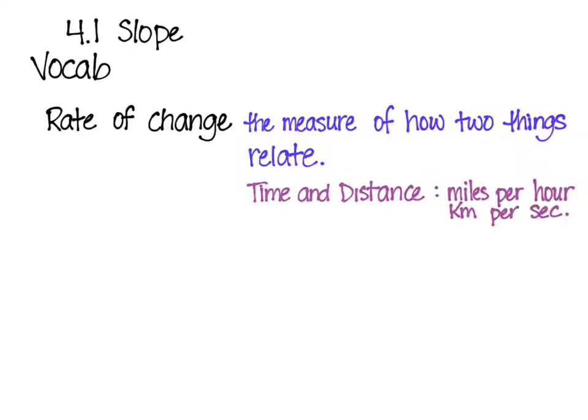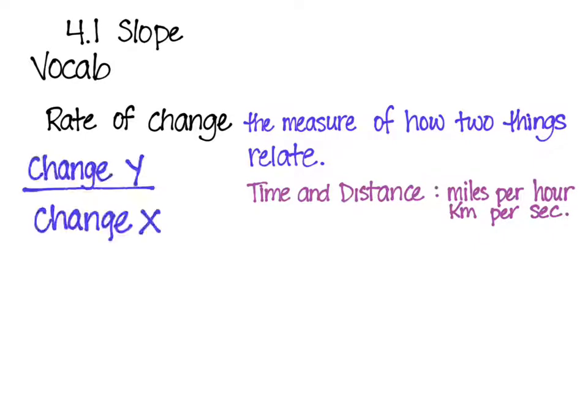Or we could have kilometers per second. We could also have other things that we could compare. Again, it's any two things related. It could be apples on a tree and how they change. But typically for a rate, we're really talking more about where it's in regards to time. So we're going to compare distance to time. And so that's usually rate of change.